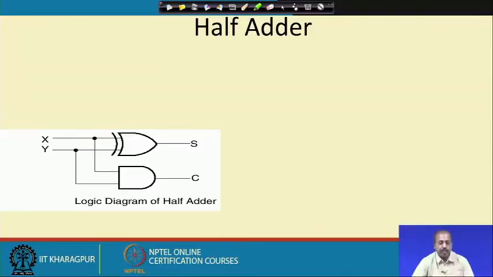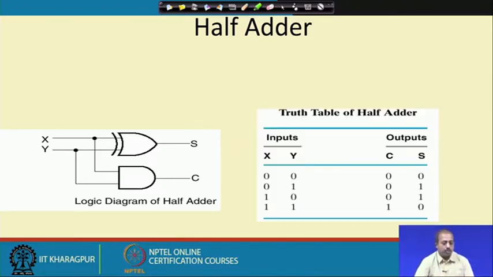The half adder is something like this. This is the logic diagram of the half adder, and the truth table is like this. As I have said, it has inputs x and y and two outputs, sum and carry. If 0 and 0 are added, then sum equals 0 and carry is also equal to 0. If it is 0 and 1, sum is equal to 1 and carry is equal to 0. For 1 0, sum equals 1, carry equals 0. For 1 1, sum equals 0 and carry equals 1.